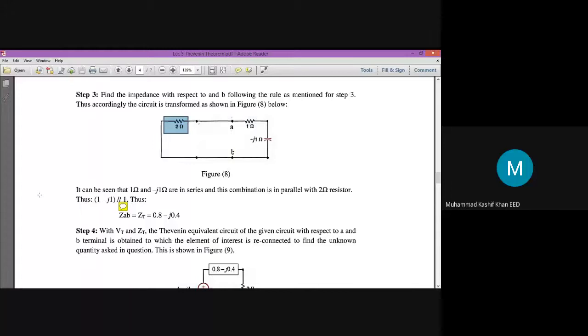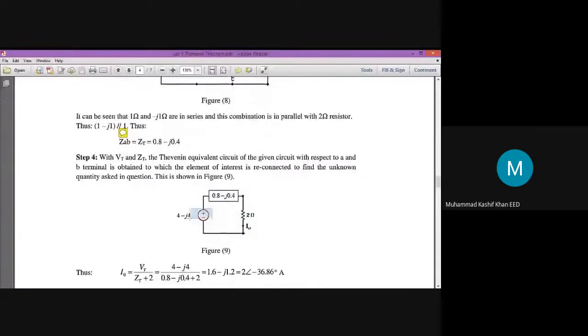This ZAB is the Thevenin equivalent impedance. Now we are done with Thevenin's theorem. How? We have found out the Thevenin equivalent voltage and we have found out the Thevenin equivalent impedance.